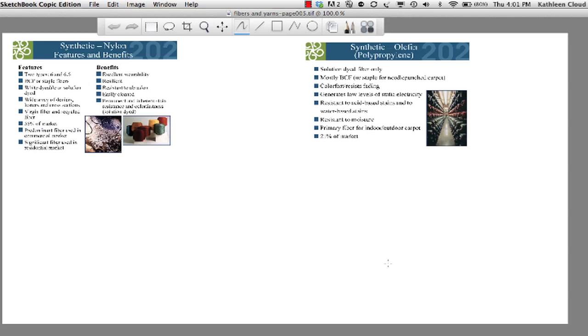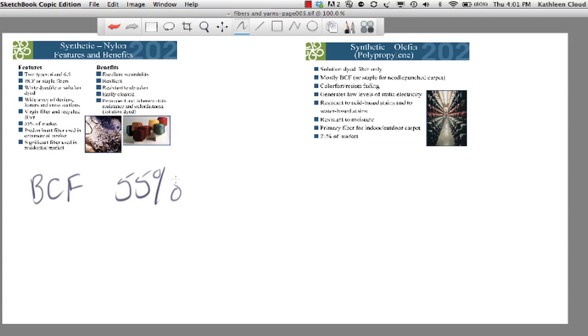All right, this slide compares the synthetic nylon with synthetic olefin. Nylon is made into BCF or staple fibers, and it makes up 55% of all carpet-based fibers. Once again, if we haven't covered it, BCF refers to bulk continuous filament, and as I said, that makes up 55% of all the fibers.